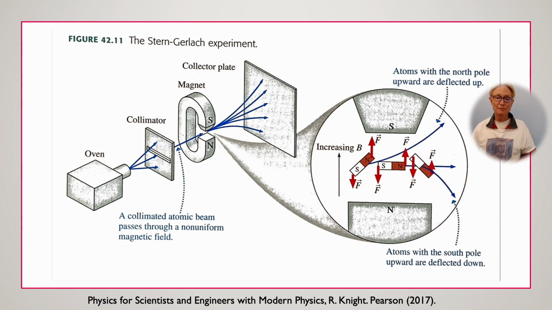Now, this is not what we expect from classical physics, where the silver atoms are coming out of the source with all possible orientations of their magnetic dipoles, as in this picture of the Stern-Gerlach experiment in Randy Knight's intro physics textbook. So we see we can attribute the quantum property of spin angular momentum to the observer independence of h.